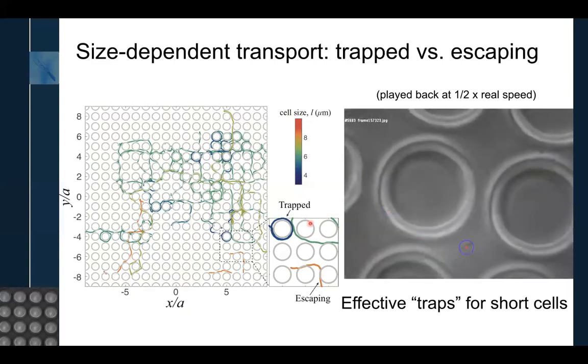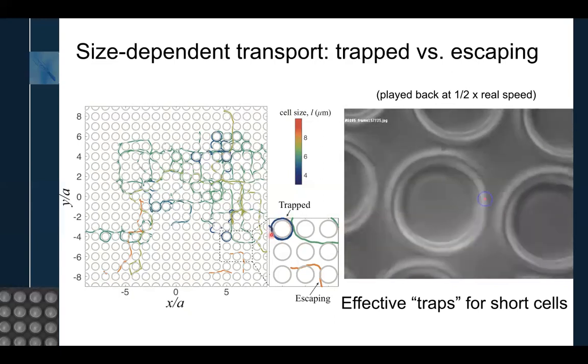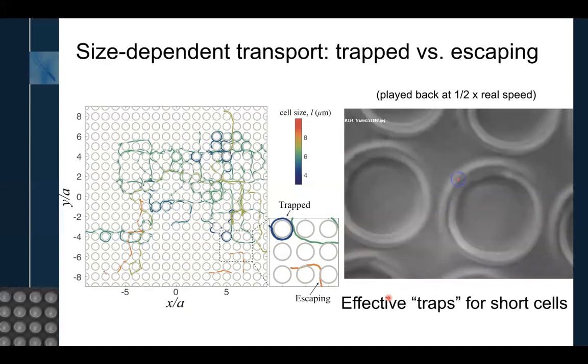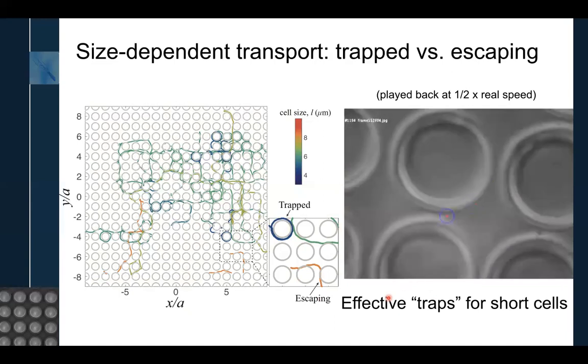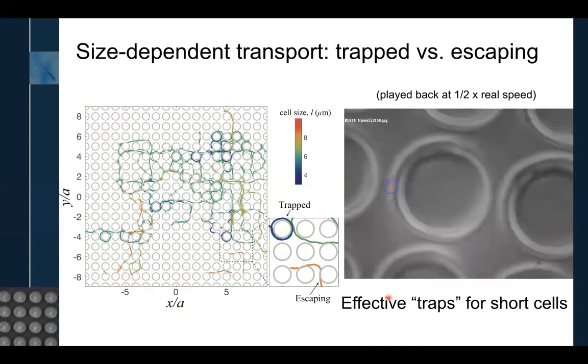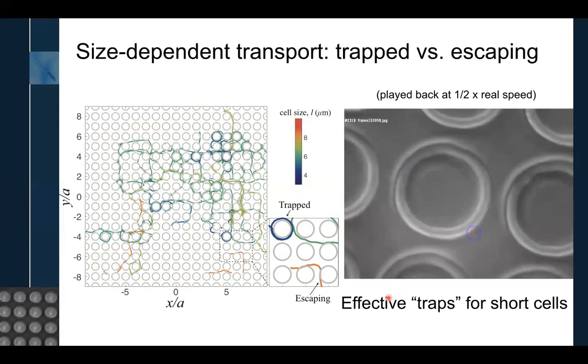Here you can see the zoomed-in view for the short cell and for the long cell. And this video shows an example of a shorter cell trapped to the pillar surface, which orbits around the pillar for a notably longer duration before escaping and approaching the next attractive pillar. We attribute such a trapped state to the hydrodynamic attraction from the pillar surface.